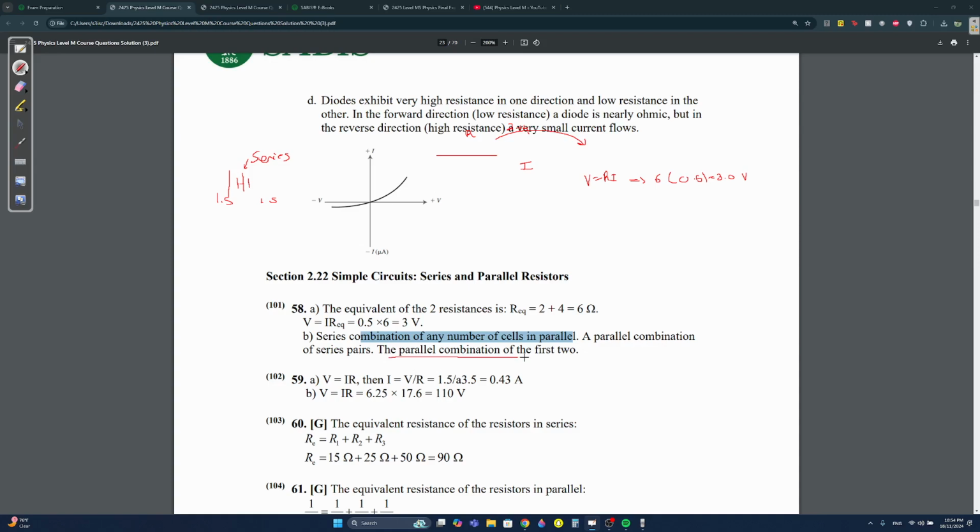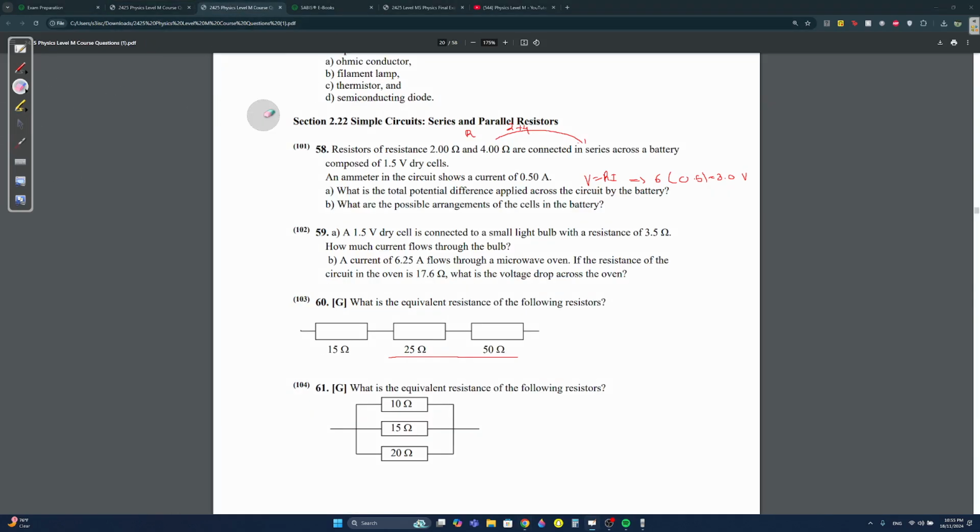The parallel combination of the first two. What's the parallel combination of the first two? I don't know, but I think they mean the first two as in these. This is a lot of words, but if you understand, it's just the words. It's not an English exam, it's physics. You should just know the word and know how to draw it. Hold up, no, this is correct. If I put it here, yeah, okay.